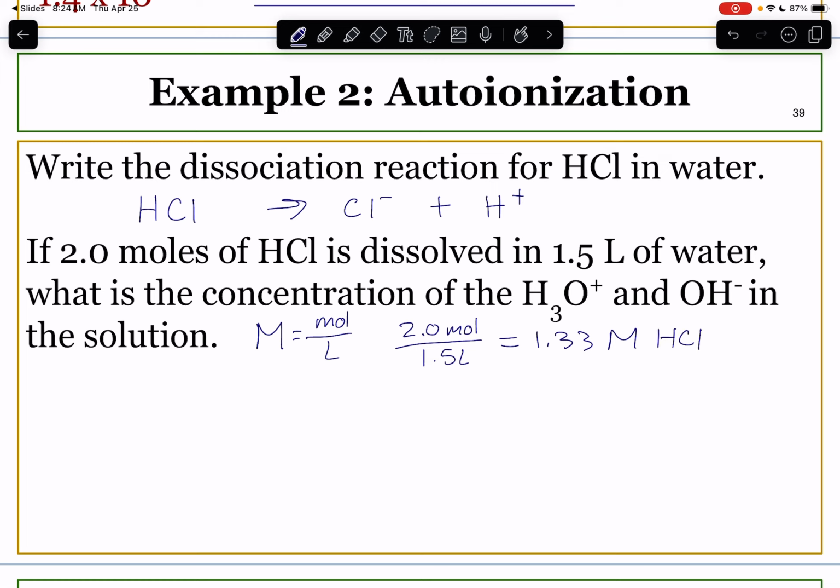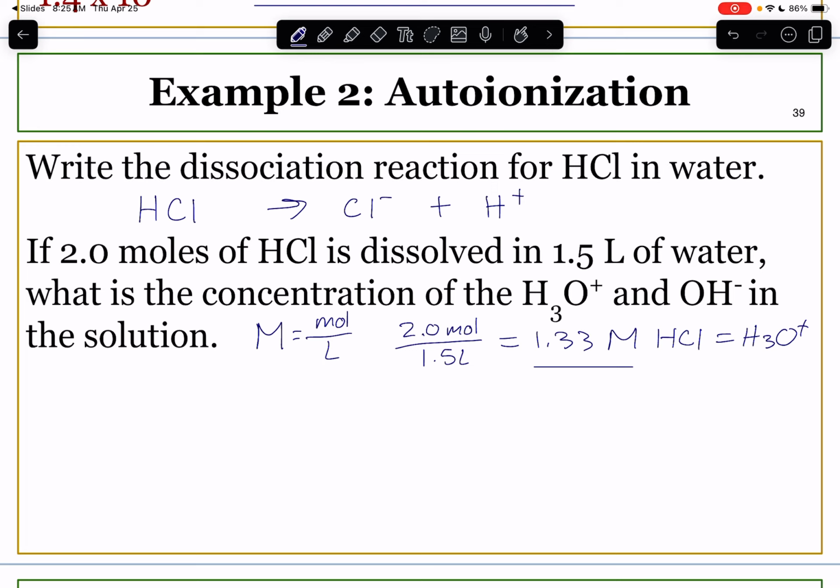Now remember, from our chemical reaction, the H plus is equal to H3O, and also this is a completion reaction, so all of the HCl turns into these products. So therefore, whatever concentration you have of HCl, you also have of H plus, or you could write it as H3O. So this is the first part of the question, or first part of the answer. What is the concentration of H3O? But then we're also asking for hydroxide.